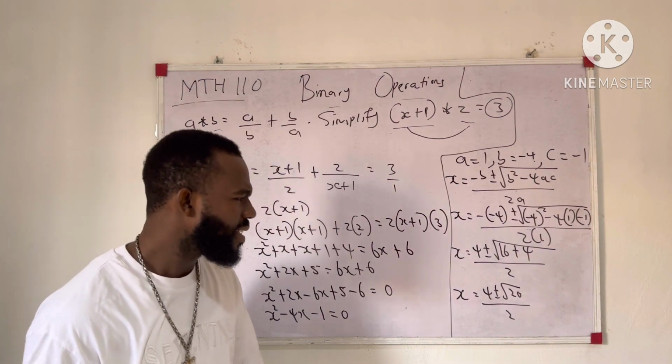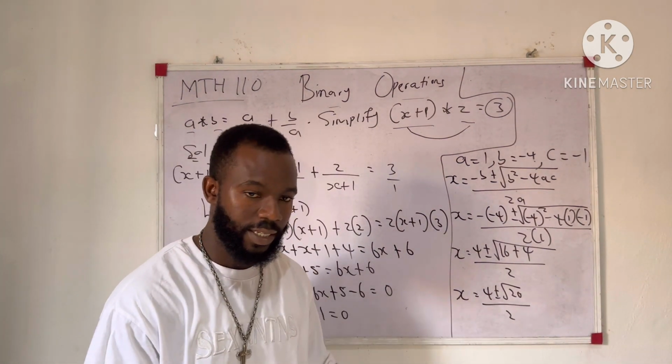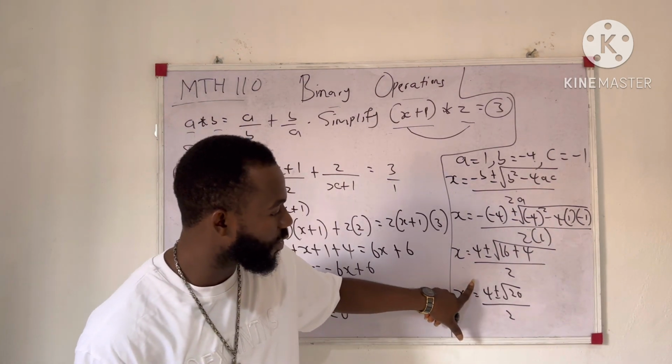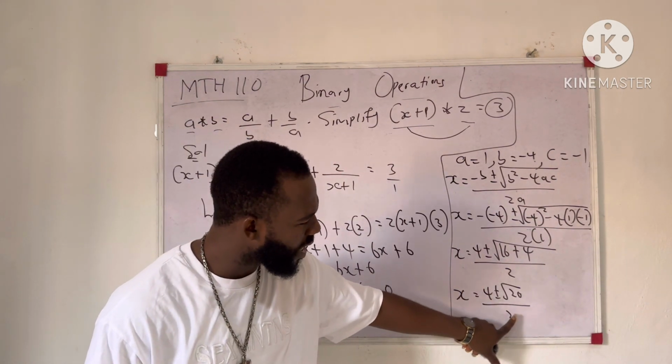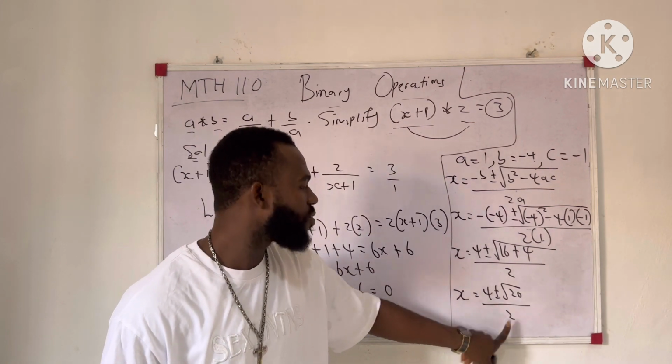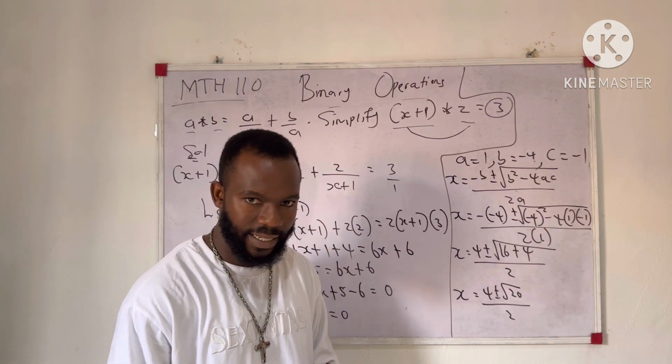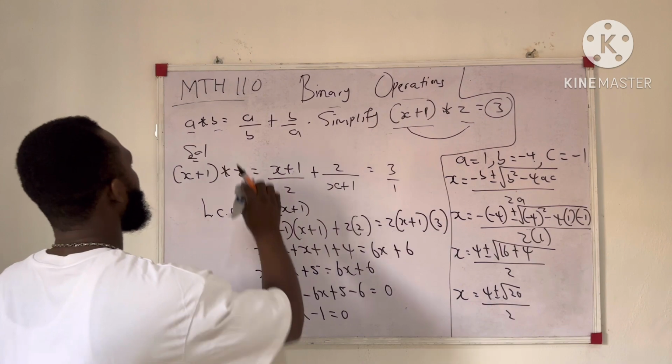But don't forget that these 2 can actually cancel 4, but these 2 cannot cancel root 20. So we can't use the 2 to cancel 4. Alright, it is wrong. So now, what we are going to do now is this.